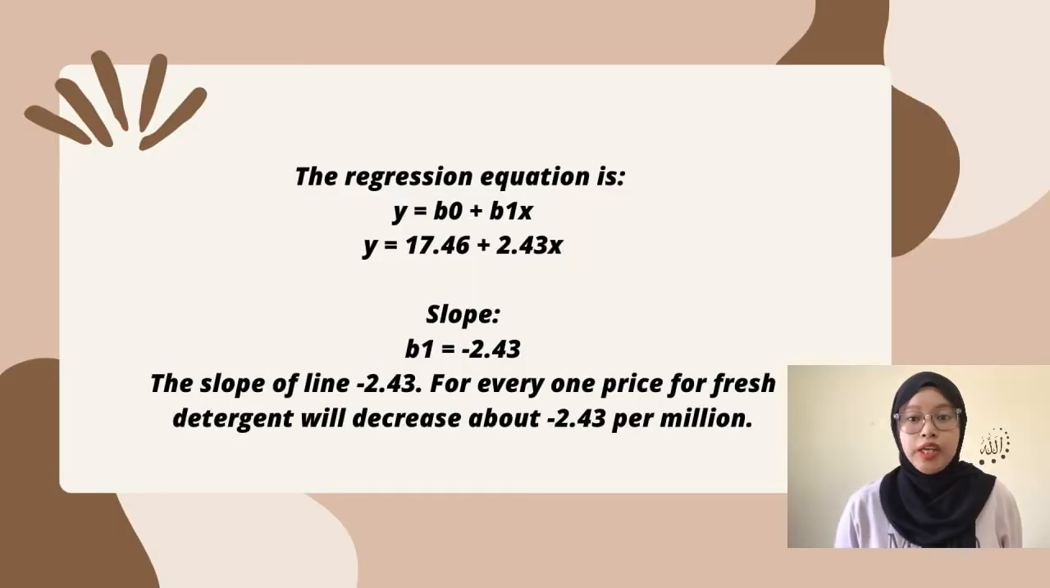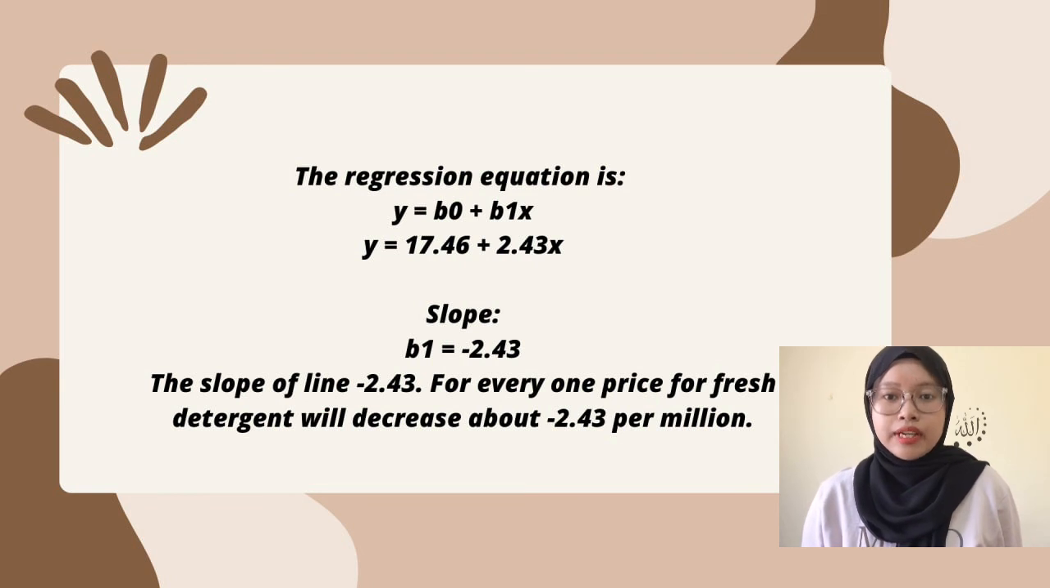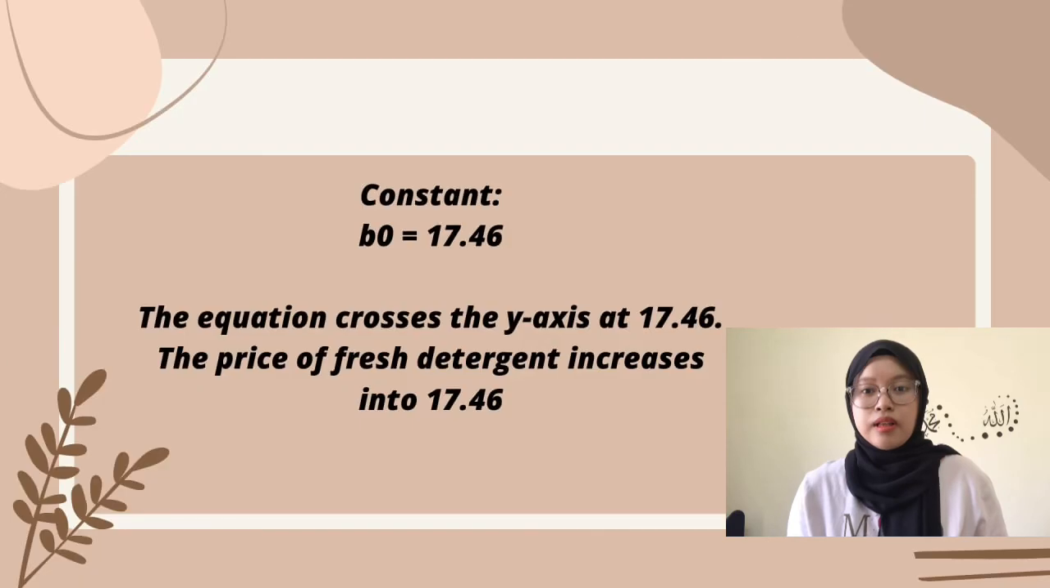I will present the last part, which is to develop the estimated regression equation, then interpret the regression equation. The regression equation is y equals b0 plus b1x. Next, y equals 17.46 plus 2.43x. Slope b1 equals negative 2.43. The slope of the line is negative 2.43. For every 1 unit of price for fresh detergent, demand will decrease by about 2.43. Lastly, constant b0 equals 17.46.